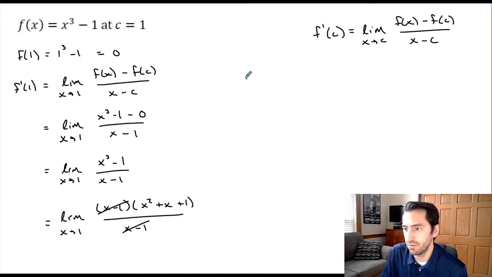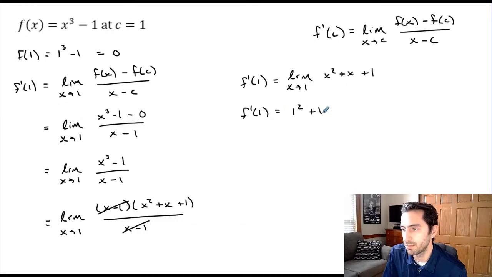So now we have f prime of 1 is equal to the limit as x approaches 1 of x squared plus x plus 1. And now we can just plug in 1 to find this limit. So the slope of our tangent line, 1 squared plus 1 plus 1, gives me a result of 3. And that's the slope of our tangent line. So the slope of the tangent line is 3.